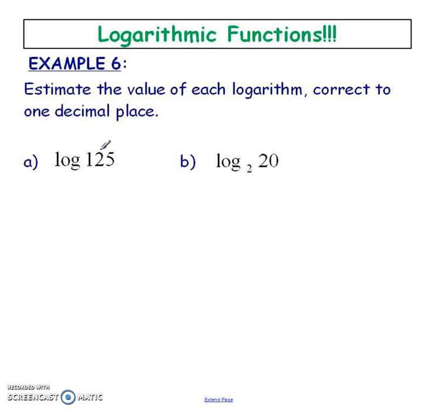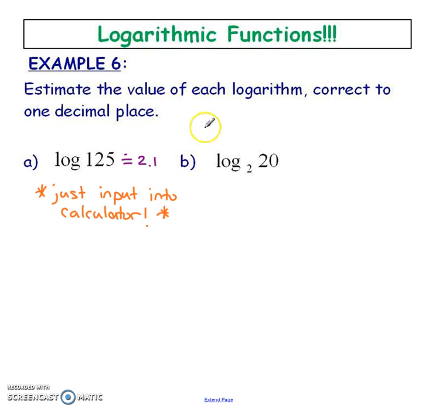I mean, 10 to the power of 1 is 10. 10 to the power of 2 is 100. 10 to the power of 3 is already 1,000, so I'm already over 125. I need my calculator. Okay, so grab your calculator, press log, and then 125, and you should get approximately, so I put that dot there, means approximately equal to about 2.1.